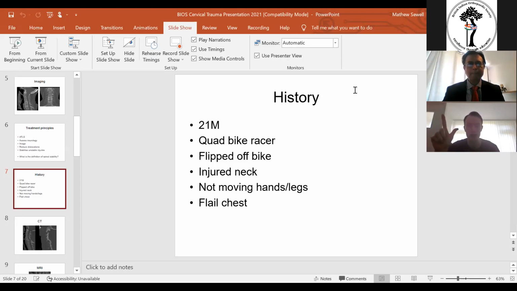Number 2, assess his neurology, not moving his hands. That suggests a spinal cord injury, potentially with an injured neck. Number 3, image. What imaging would you want to see? Well, we said pretty much all patients require a CT and an MRI. Number 4, reduce any dislocations, and number 5, stabilize injuries.